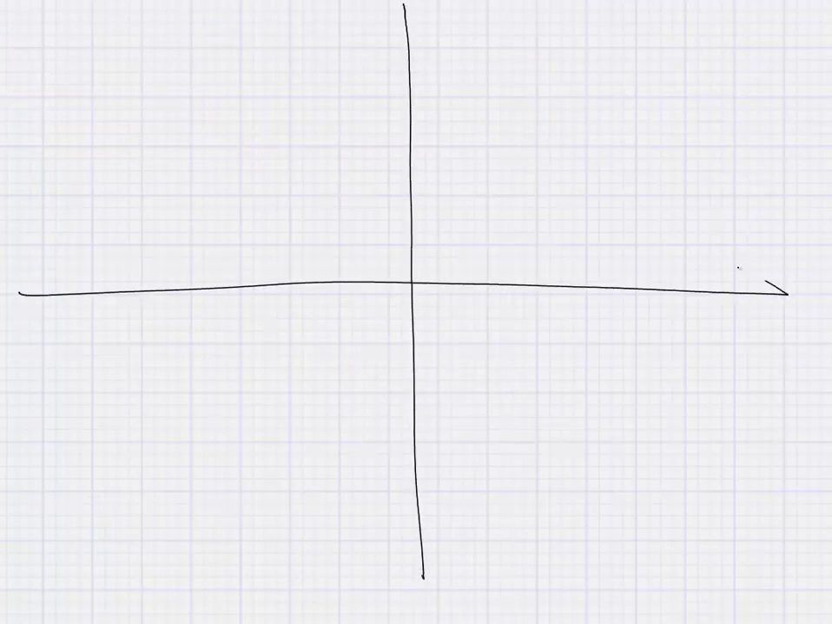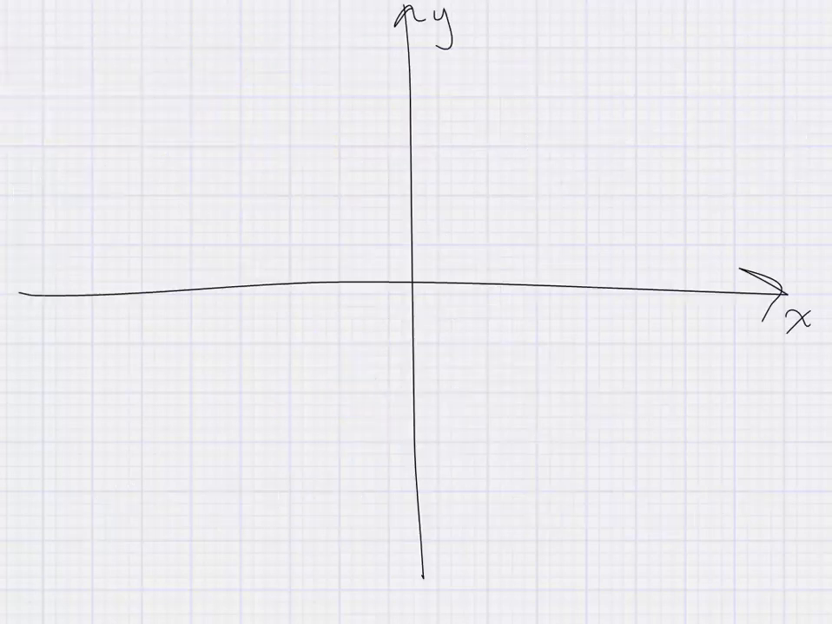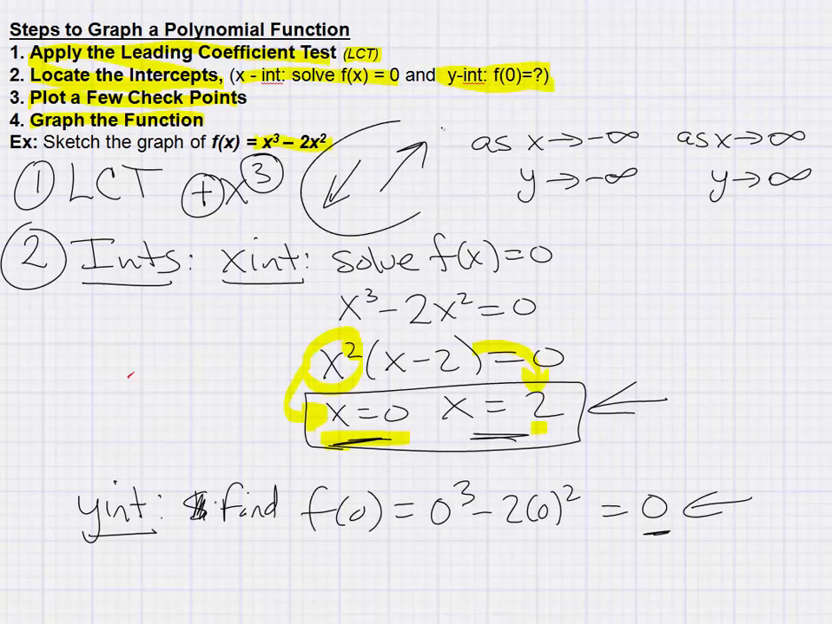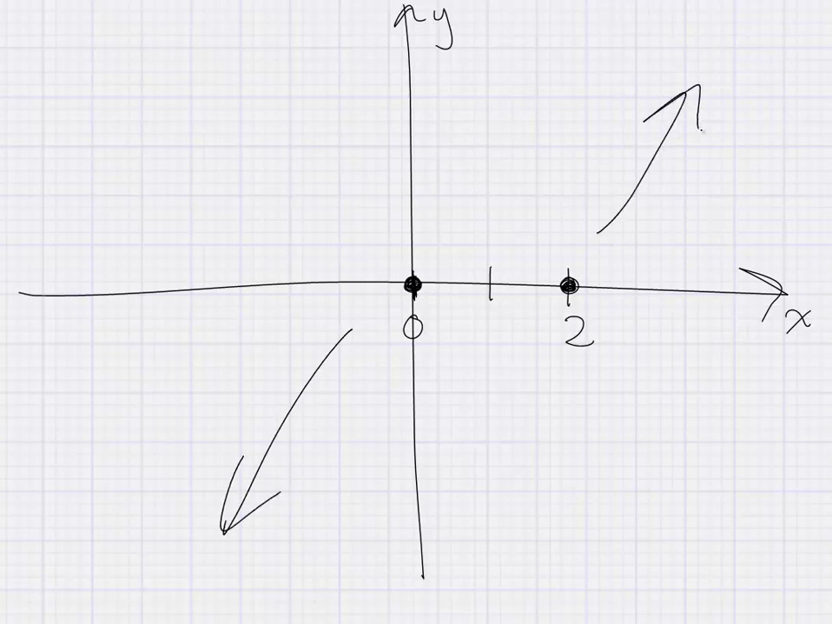So if I look at my graph, x-axis, y-axis. So take a step back again. My x-intercepts were 0 and 2. My y-intercept was 0. So 0 for x is my x-intercept. 2 for x is my other x-intercept. 0 for y. So these are the points I'm looking at. Also, leading coefficient test. Down on the left, up on the right. So down here, up here. Okay?